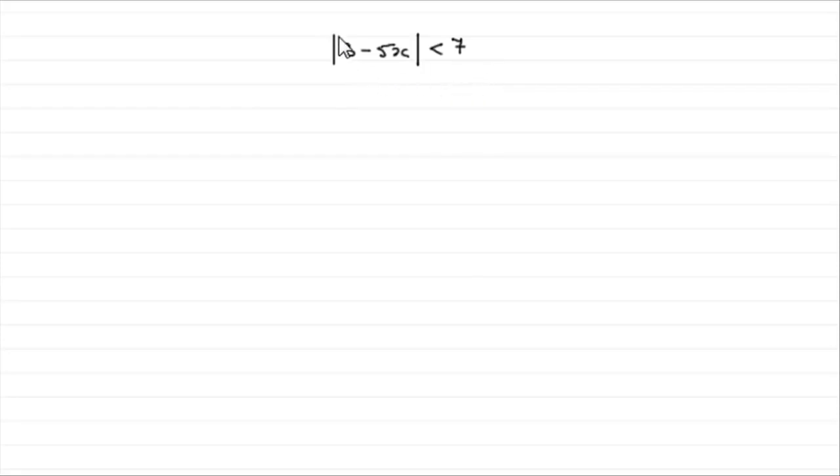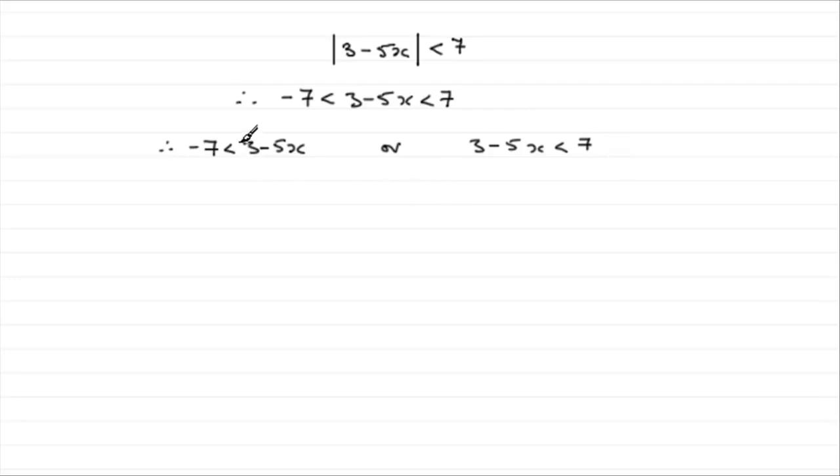Well, we've got the mod of 3 minus 5x is less than 7, and we know that when we've got a less than, that means that therefore the 3 minus 5x must lie between minus 7 and 7. So we break this into two inequalities. We can say that therefore minus 7 is less than 3 minus 5x, or we can take the right hand side and say that 3 minus 5x is less than 7.